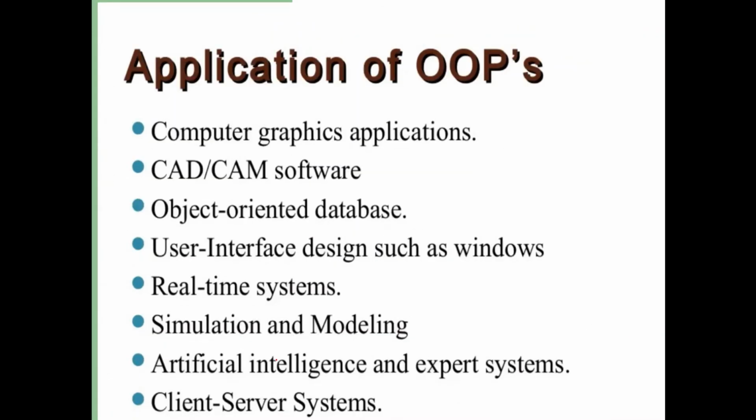There are some applications of object-oriented programming. It is used in computer graphics applications. It is also useful in CAD/CAM software. Object-oriented databases can also be used. It is used for user interface design such as Windows. It is applicable in real-time systems, simulation and modeling, artificial intelligence and expert systems, and client-server systems. So these are the applications of object-oriented programming concepts.